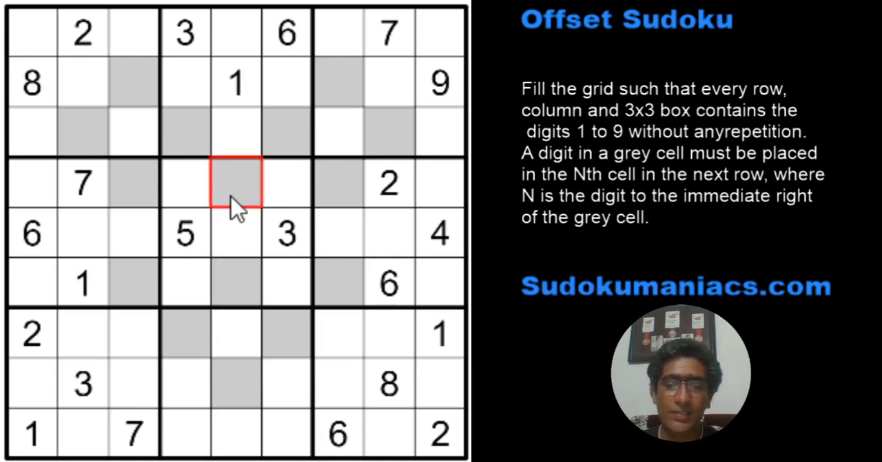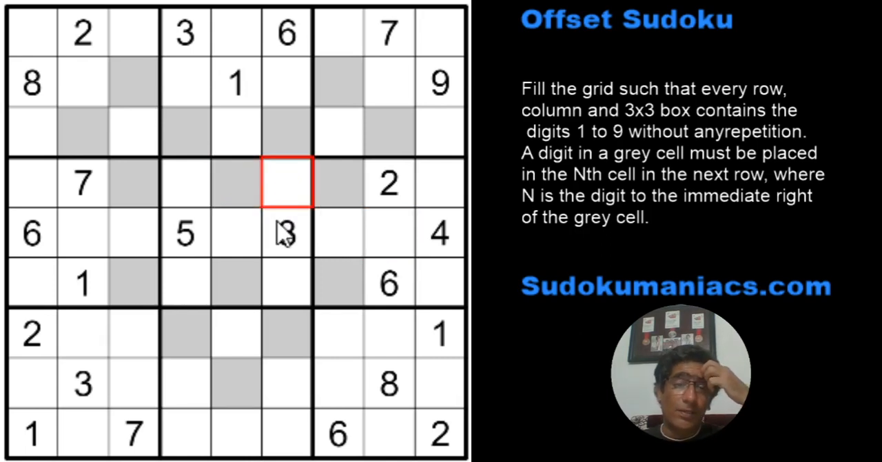So for example, if this was a 9 and this was an 8, what this means is this digit 9 in the next row will be in the 8th cell, which will be here. And this pattern and relationship will be applicable to all the gray cells that we have in the grid.